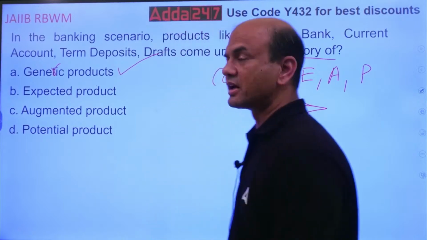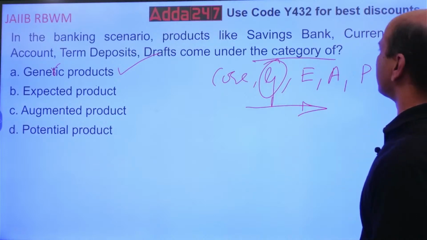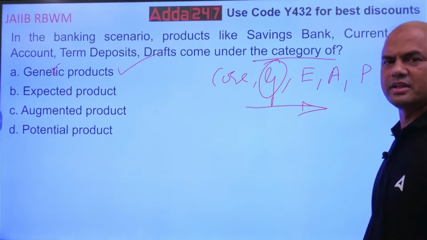So savings, current, FD, this is a generic product. Got it? And draft. Draft is now gone, isn't it? Is there any draft? How many of you have issued a draft in the last 6 months?